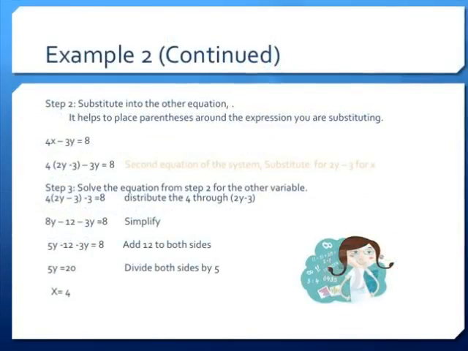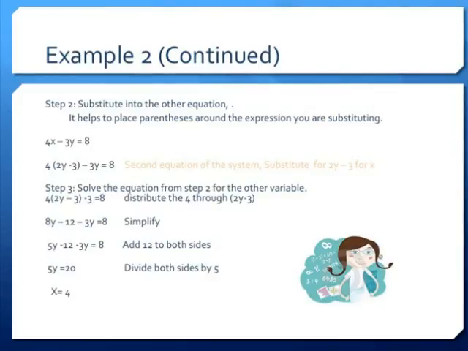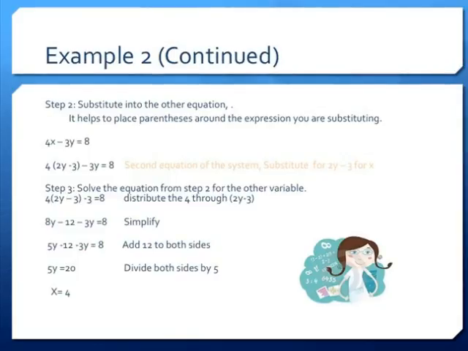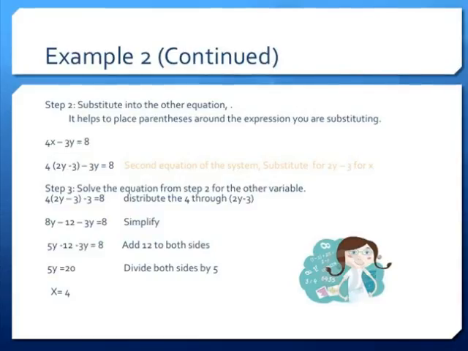Step 2. Substitute into the other equation. Remember, it helps to place parentheses around the expression you are substituting. So we have 4x minus 3y equals 8 as our equation. We will substitute 2y minus 3 for x. And as you see, by substituting it is 4 times the quantity of 2y minus 3, minus 3y equals 8, which takes us to step 3.